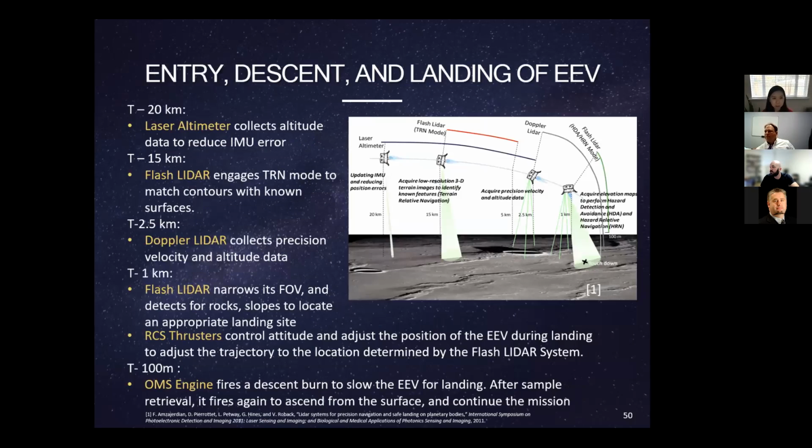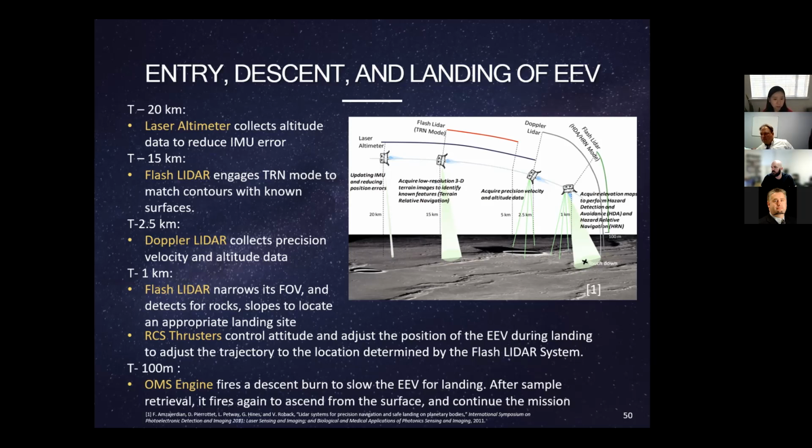Next slide, please. So the entry, descent, and landing of the EEV is done in several stages based on the altitude of the EEV. Starting at T-minus 20 kilometers, the laser altimeter activates to collect altitude data and reduce the IMU error from on the order of kilometers to about 100 meters, excuse me. The flash LiDAR then engages with terrain recognition mode to match contours with a known map and further reduce this error from 100 meters to about 10 meters. Finally, the Doppler LiDAR will collect precision velocity and altitude data at about T minus 2.5 kilometers to reduce the error to about a meter.